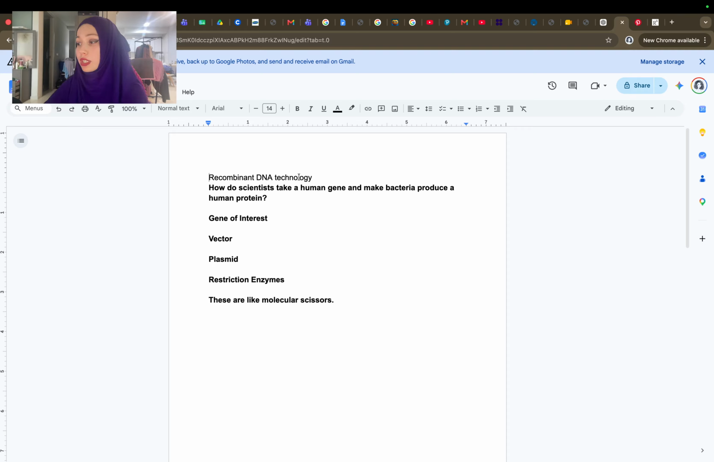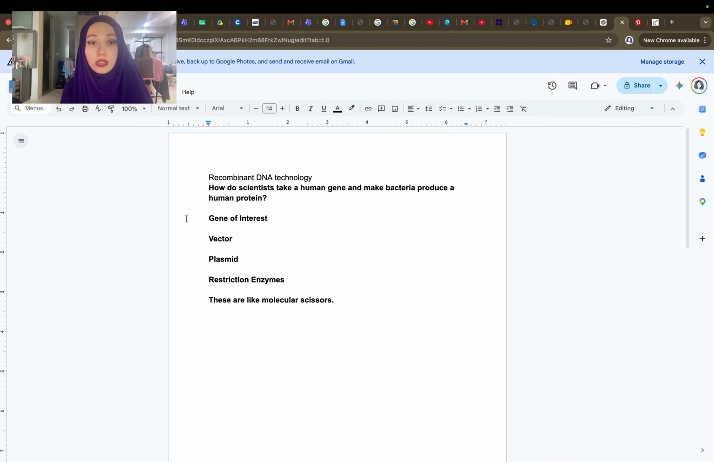Imagine a diabetic patient. Their body cannot make enough insulin. So our question is, how can we make insulin without taking it from another human? So scientists thought, what if bacteria could make insulin? And our question becomes, how do we teach bacteria to make a human protein? And this is exactly what recombinant DNA technology is.